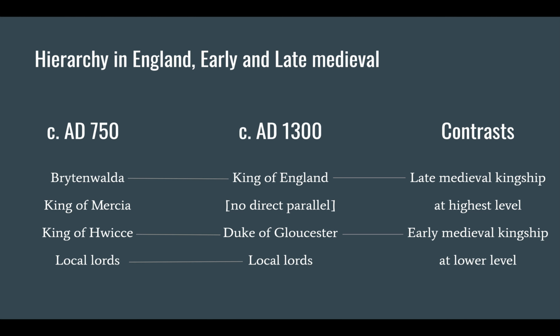So, for instance, that small sub-kingdom, the Kingdom of the Hwicce, we might compare to the Duke of Gloucester. And then the King of the Hwicce has all of these lesser lords who might have shire reeves under them. The Duke of Gloucester has all of these lesser lords and knights under them who just have these officials running small manorial estates.